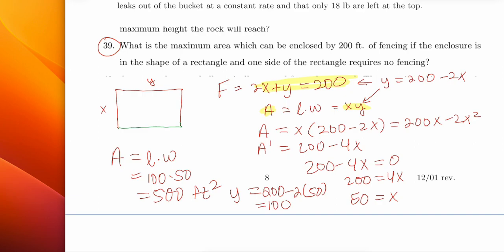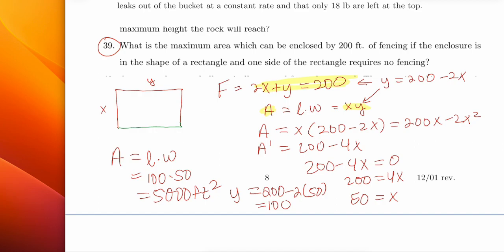No, it's 5,000. Oh, 3 zeros. That's why I said no. I was like, what did I do? Okay. So it's 5,000 square feet would be the area enclosed by our fencing. Okay? So that is a maximization problem.